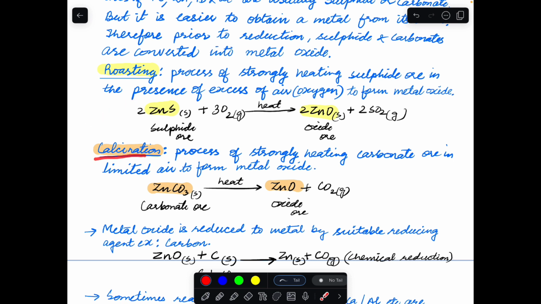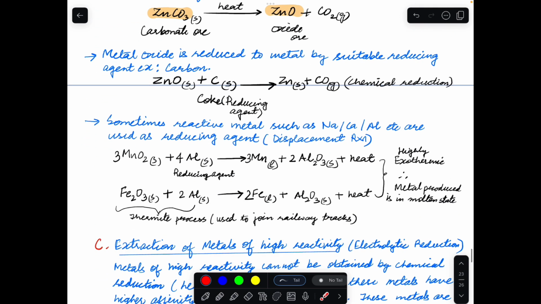And calcination is the process of strongly heating carbonate ore in limited air to form metal oxide. So basically calcination is heating in a limited supply of air or no air. Therefore, in the second equation, we have not shown oxygen. Simply, carbonate ore when heated strongly will form oxide. So be very clear about how we write the equation in the two cases. Roasting is in excess of air, therefore we show oxygen gas in the equation, and calcination is in limited air, therefore we are not writing oxygen in the second equation.